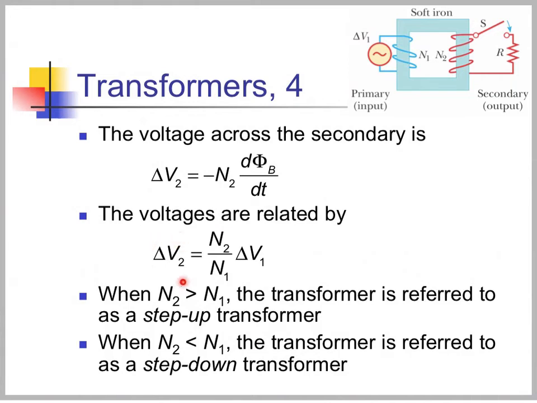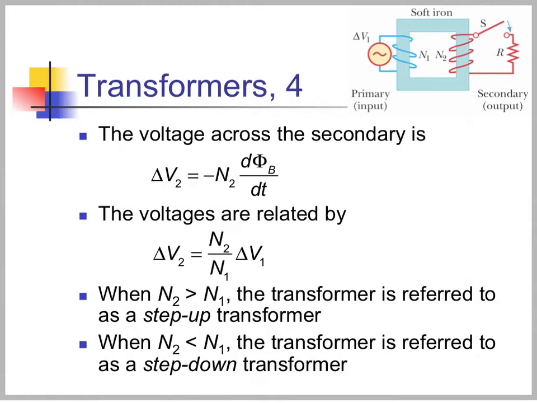So when N2 is bigger than N1, the transformer is called a step-up transformer, as the voltage across the load here is going to be higher than the voltage across the source. But when N2 is less than N1, the transformer is called a step-down transformer, because then the voltage on this side is going to be lower than the voltage on this side.